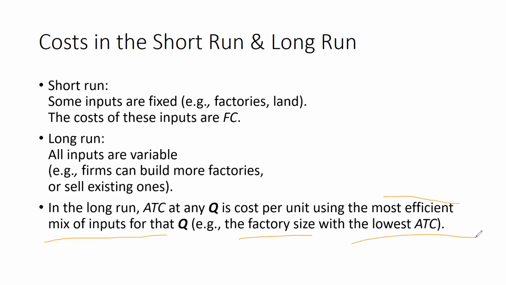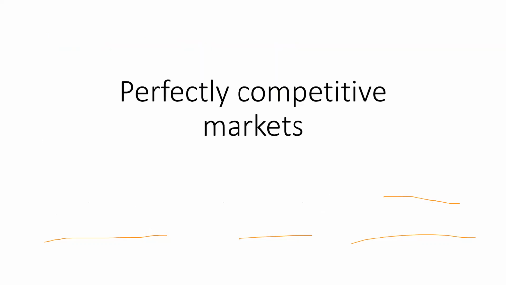In the long run, you are flexible, you can change your factory size. If you realize that maybe there is COVID and they are not going to be buying my product, you change to a smaller factory to reflect the times you are in, to reduce your cost. So in the long run, because you can vary all inputs, it is expected that the firm is producing using the most efficient mix of inputs.